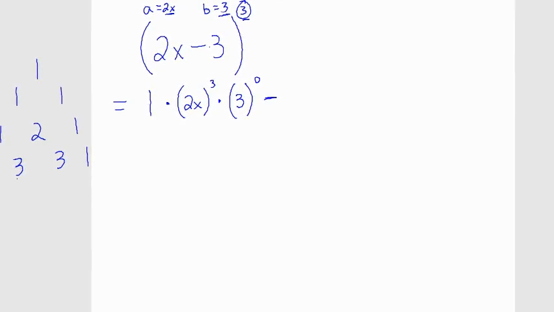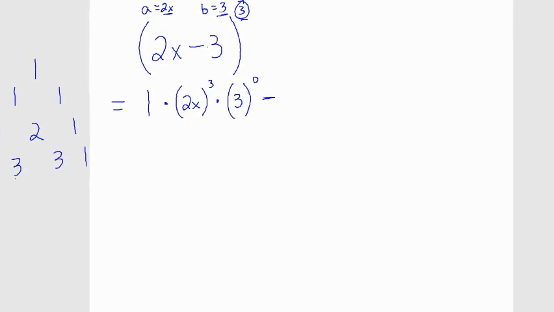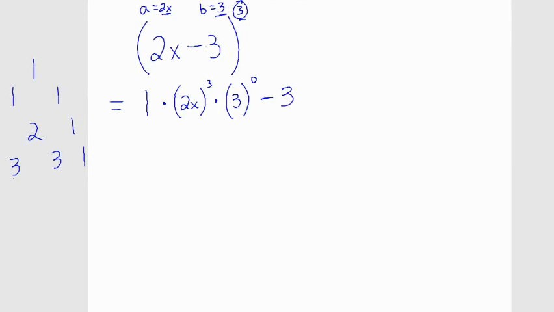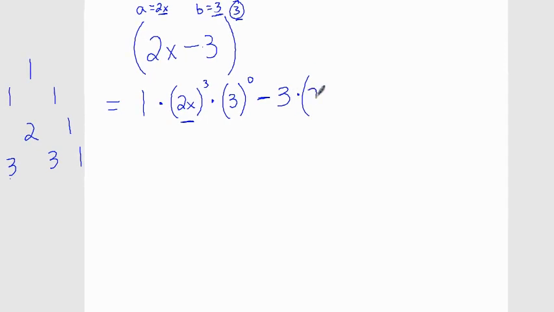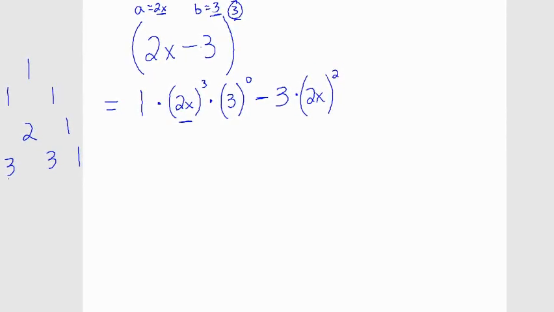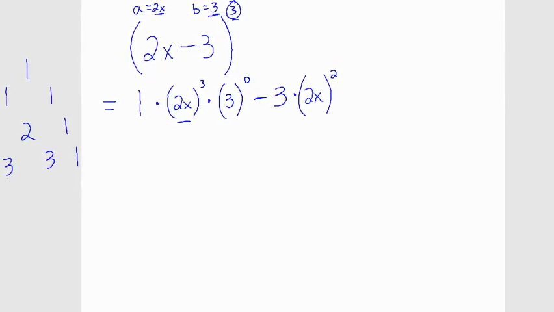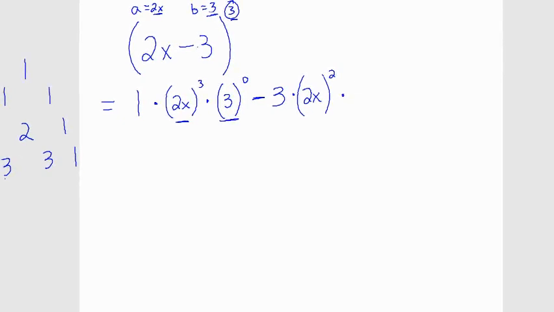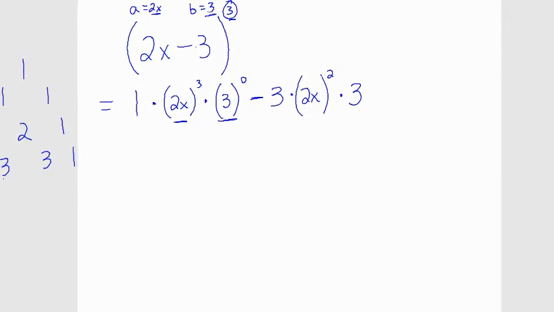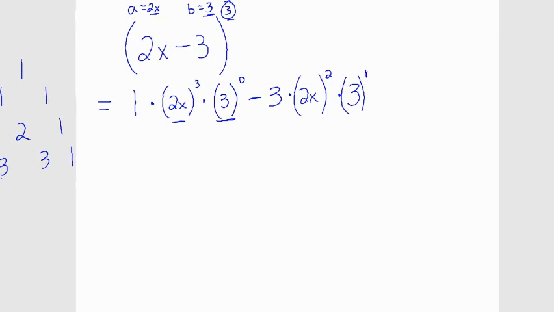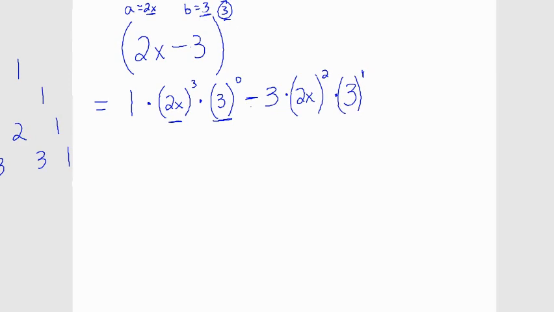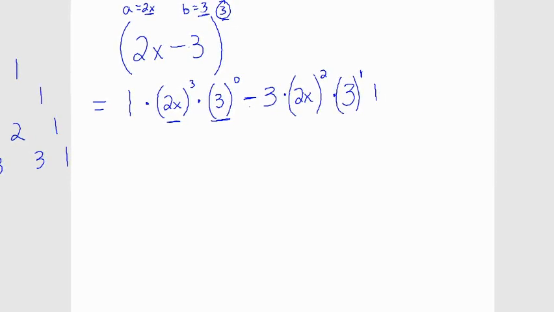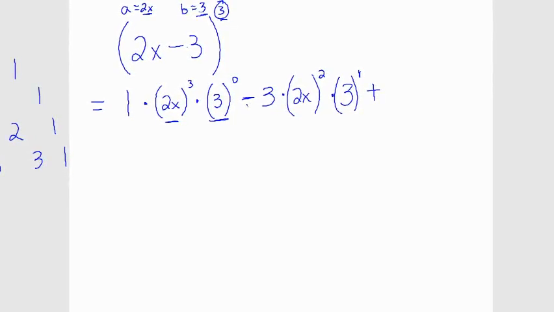Second coefficient of the binomial expansion would be 3. This to 1 less power, so that's times 2x squared, times this to an additional power, so 3 to the power of 1. And again, this would have been -3 to the first power, but we already brought the negative outside. All right, now we alternate to plus, so minus plus.